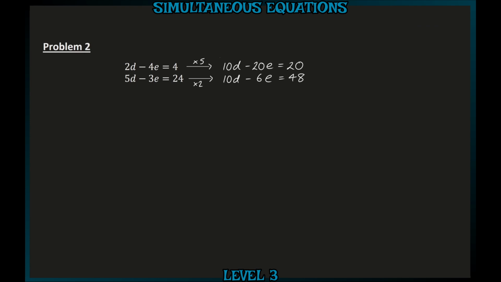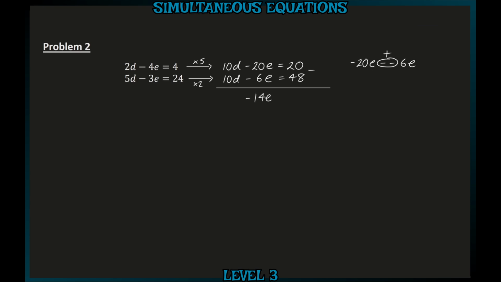Now, since we're eliminating the d's here, and they have the same sign because they're both positive, we're going to do this by subtracting the bottom equation from the top one. So starting with the d's, 10d minus 10d is 0, so they're eliminated. Then moving on to the e's, we have minus 20e minus 6e. We notice in the middle that these two minuses are equivalent to a plus. So we're actually doing minus 20e plus 6e, and this gives us minus 14e.